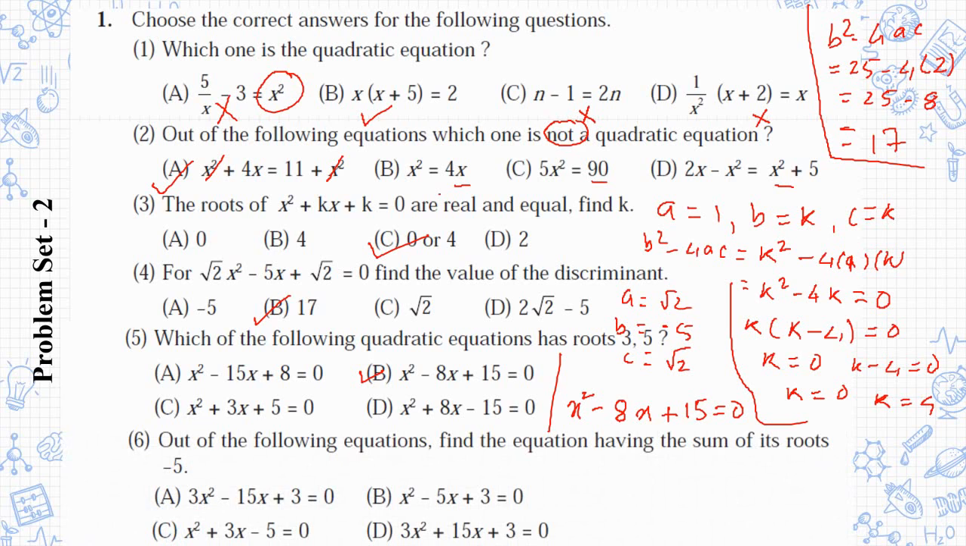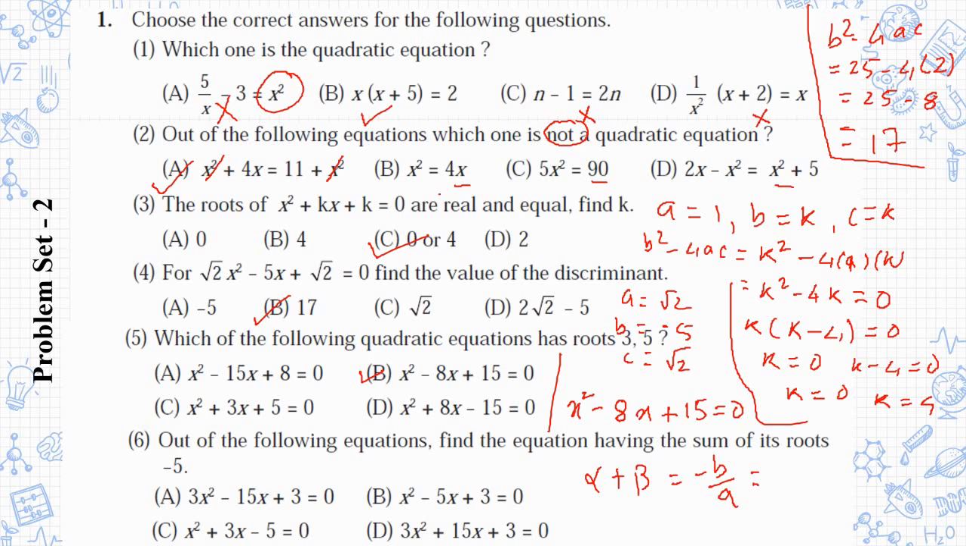Let us see the sixth one. Out of the following equations, find the equation having the sum of its roots as minus 5. Here we have to find the equation whose sum of the roots is minus 5. So we know the formula, sum of roots alpha plus beta is equal to minus b upon a. So let us check which equation gives me minus 5. So in this case, if I take minus b upon a, you will have minus of minus 15 upon 3, which will give you plus 5.